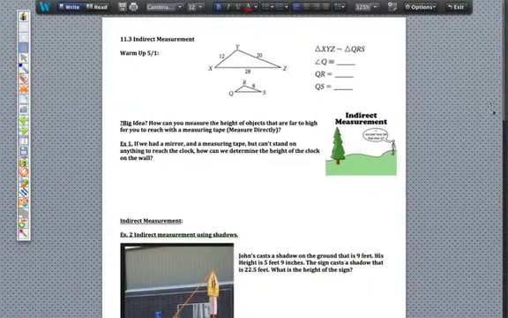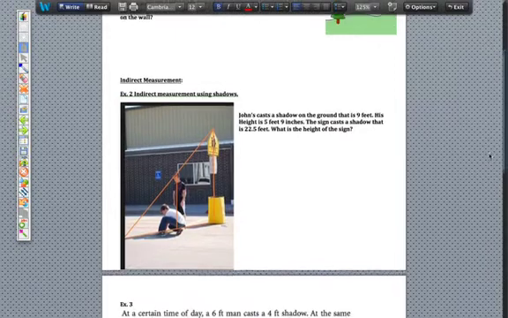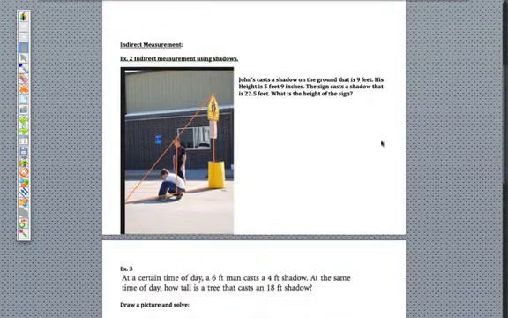With John. It says John casts a shadow on the ground that's 9 feet. His height is 5 feet 9 inches. The sign casts a shadow that's 22 feet. What is the height of the sign?